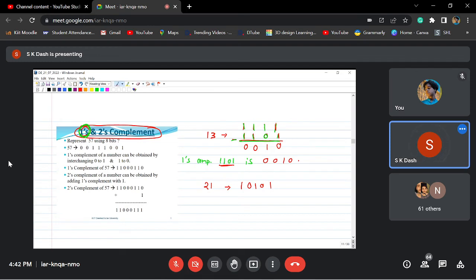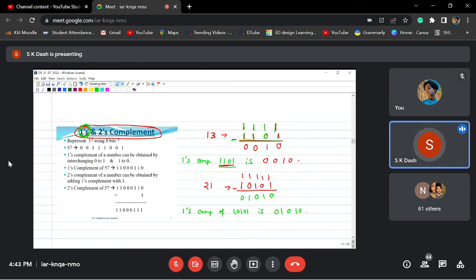Now, to get its ones complement, I need to subtract this from all the ones. So if I subtract it, what will I get? 1 minus 1, 0. 1 minus 0, 1. 1 minus 1, 0. 1 minus 0, 1. 1 minus 1, 0. So the ones complement of 10101 is 01010. So without doing this mathematics, without subtracting, can I directly write the ones complement?